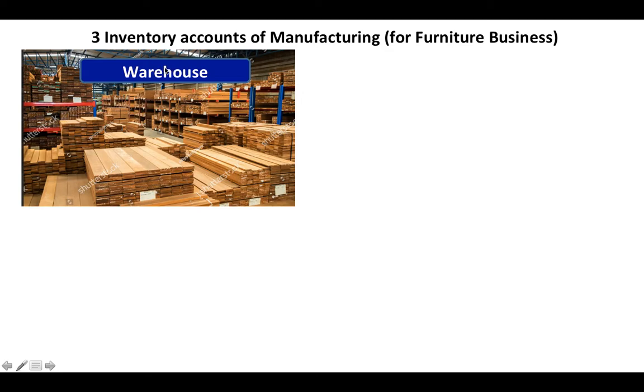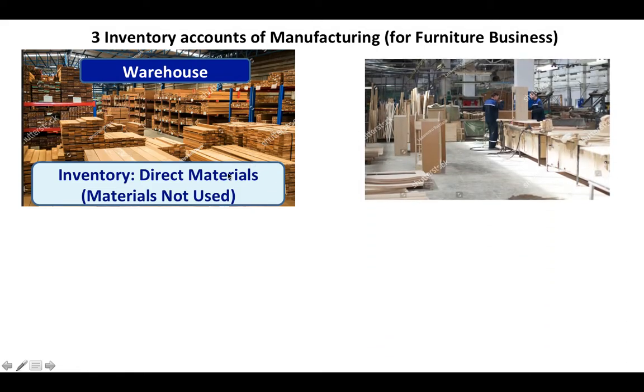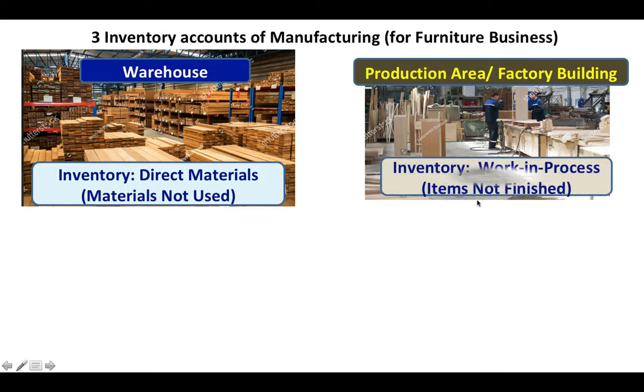In the company's warehouse, you can find those materials that are still available for use. And these are your direct materials or raw materials inventory. And in the production area of the factory building, you can find items that are not yet completed but have already started the process. And these are your inventory of work in process. So these items are not finished yet.